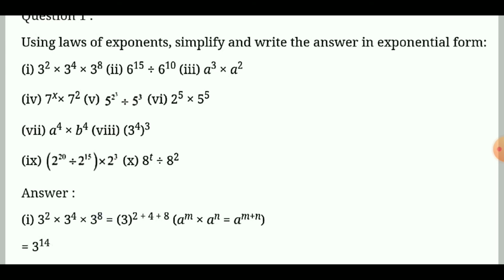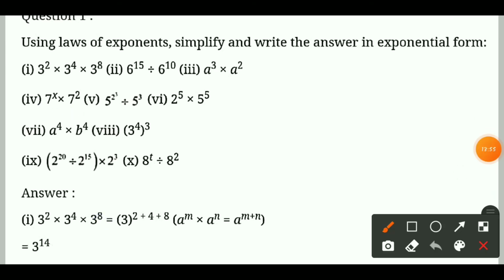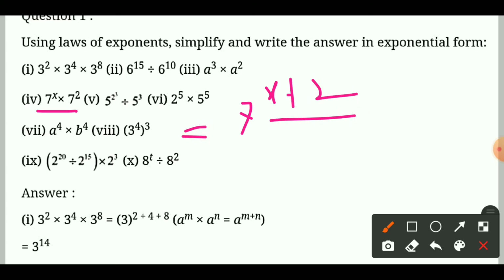Now see what we have to do in the fourth. In the fourth also we have the same base, and the powers are x and 2. This is our answer because we cannot add x and 2. They are both unlike terms. We have studied in the previous chapter that unlike terms cannot be added or subtracted. So we will leave it as it is. So the answer is 7 raised to power x plus 2.